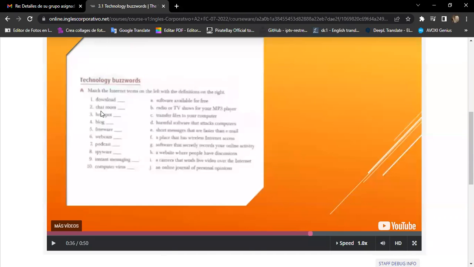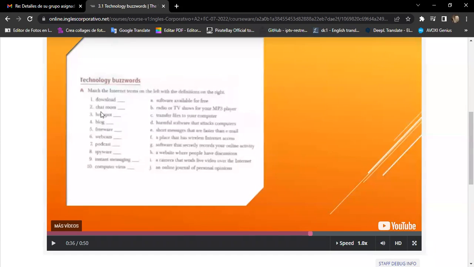Like, for example, WhatsApp, I imagine that you have a group for work, for the university, for the neighborhood. You have those different chat rooms, no? Yes. Family, friends. But you had another buzzword, the blog, no? The blog is a website where people have a discussion.